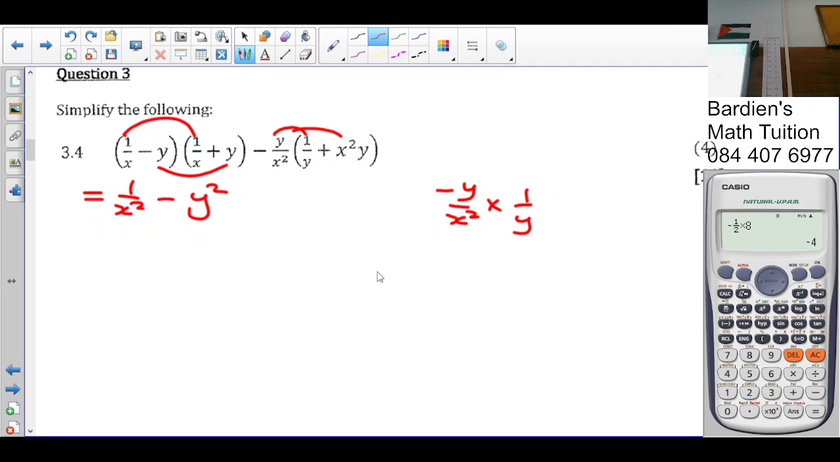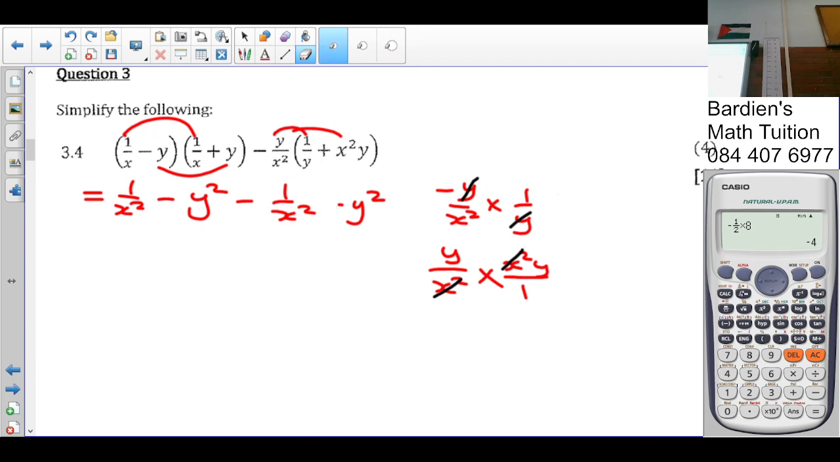I know some of you can do this in your head. Maybe in the other class. But okay, that cancels. So what are we left with? Negative 1 over x squared. Then we got y over x squared times x squared over y. What happens? The x squared cancel. y times y, y squared. It must be negative, because negative times a positive is negative. I had to put my signs on.